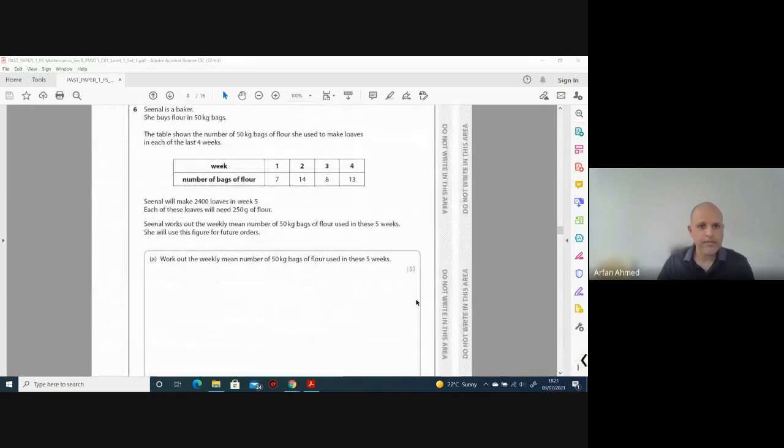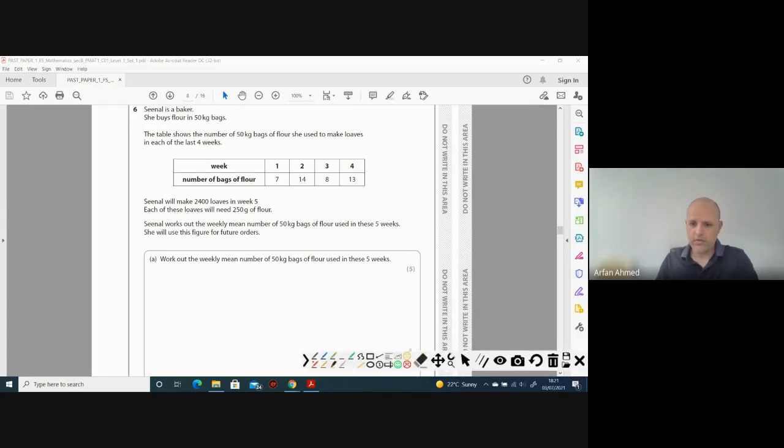Sina is a baker. She buys flour in 50 kg bags. The table below shows the number of 50 kg bags of flour she used to make loaves in each of the last 4 weeks. Okay, we can see that. There's week 1, 2, 3, and 4. Sina will make 2,400 loaves in week 5. Each of these loaves will need 250 grams of flour. Sina works out the weekly mean number of 50 kg bags of flour used in these 5 weeks. She'll use this figure for future orders. Work out the weekly mean number of 50 kg bags of flour used in these 5 weeks.